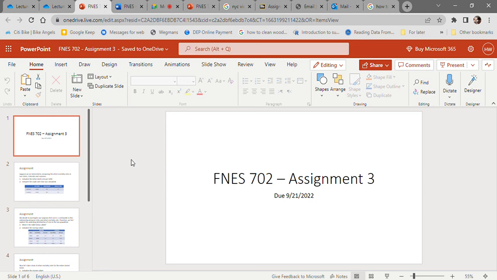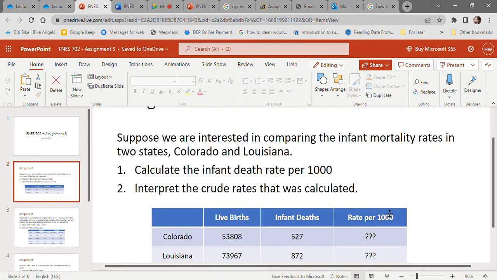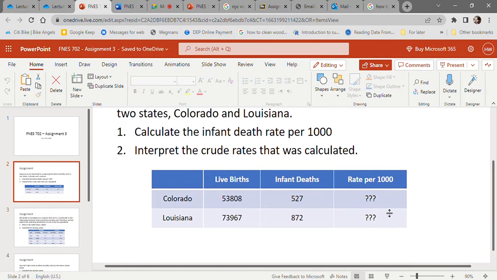So let's go through this assignment right over here. Suppose we're interested in comparing the infant mortality rates in two states, Colorado and Louisiana. Let's calculate the infant rate per 1,000 and then interpret the crude rate that was calculated. So let me zoom in right over here. Somebody want to take a stab at how we would calculate the rate per 1,000 for Colorado and the rate per 1,000 for Louisiana?